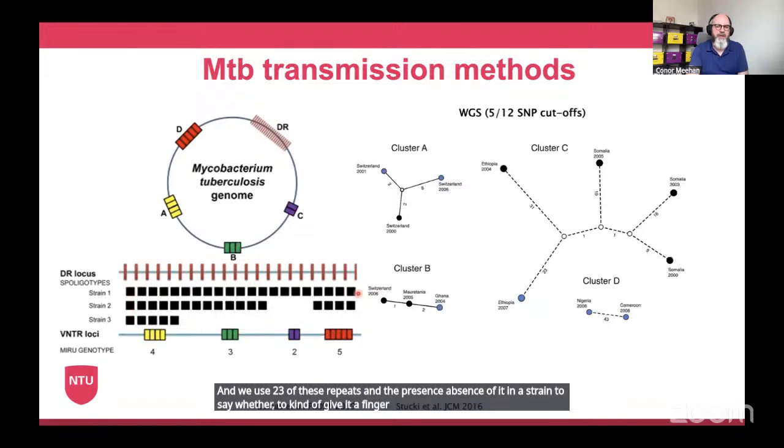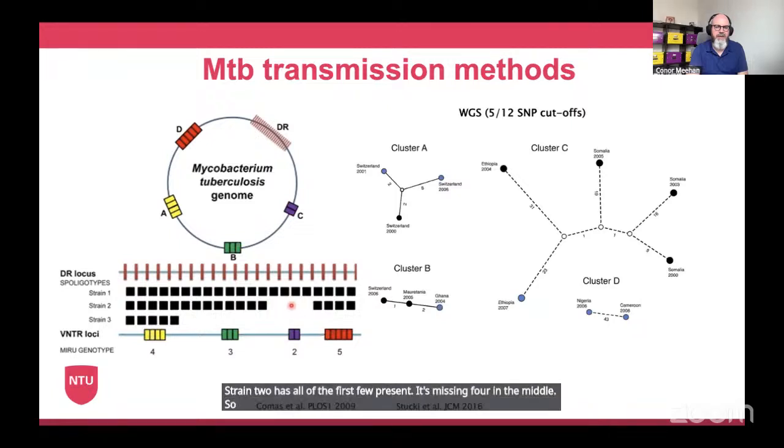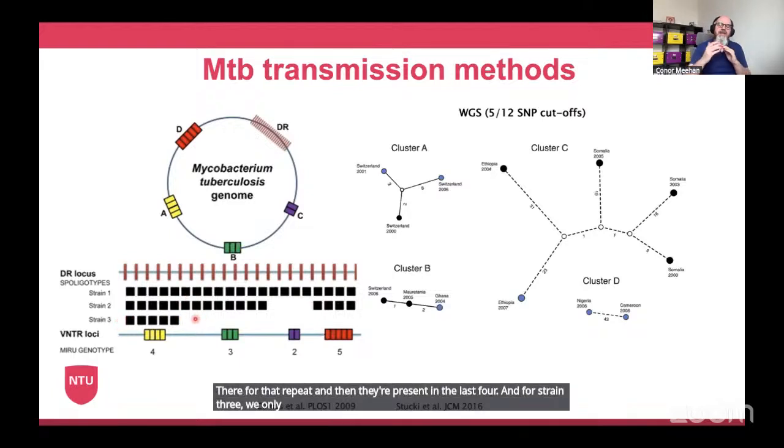So if we have 23 of them here, you can see strain 1 has all of them present. Strain 2 has all of the first few present. It's missing 4 in the middle, so the nucleotides are not present there for that repeat, and then they're present in the last 4. And for strain 3, we only have the first 5 present. This gives us a fingerprint for a specific strain, which is called a spoligotype. And we represent these in computers with ones and zeros, which I'll show you in a minute.